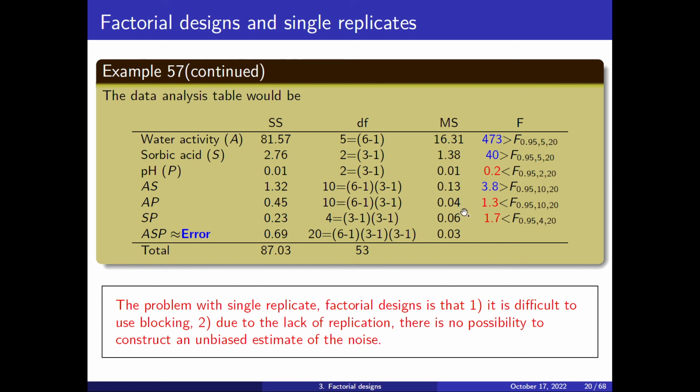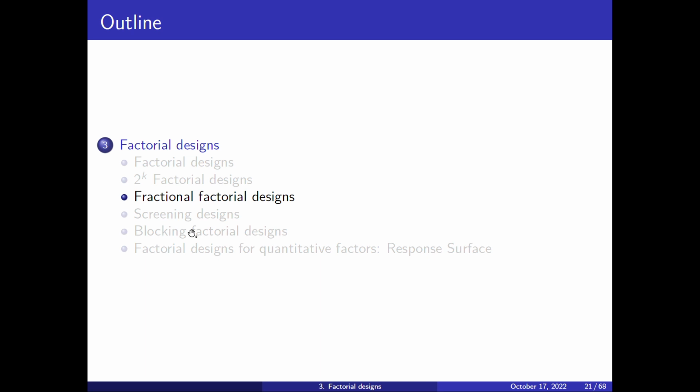The problem with single replicate factorial designs is that it is difficult to use blocking, because in each block you should use a few treatments, and due to the lack of replication, there is no possibility to construct an unbiased estimate of the noise, so the noise is always confounded with high order interactions. So this will be all, and in the next section we will learn that we don't even need to try all combinations.